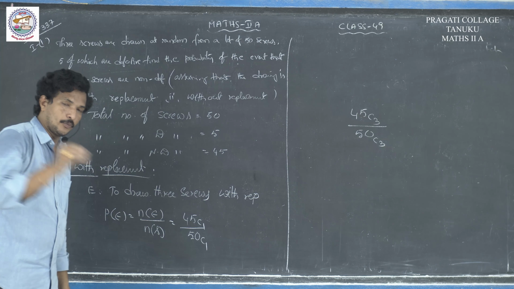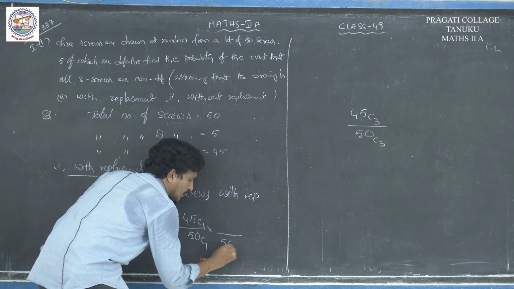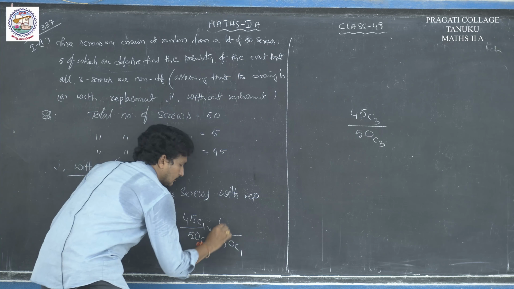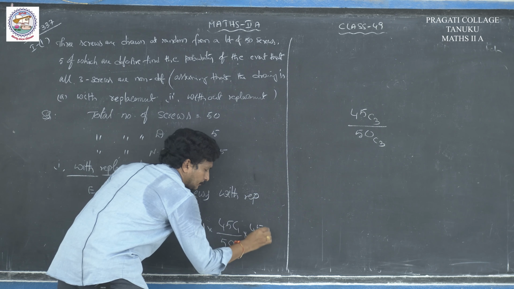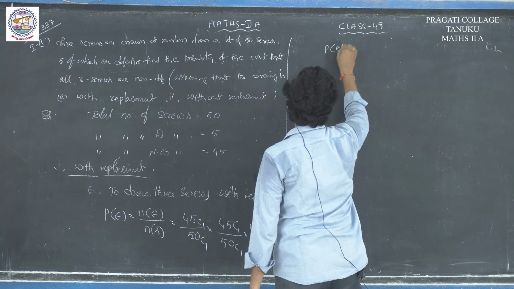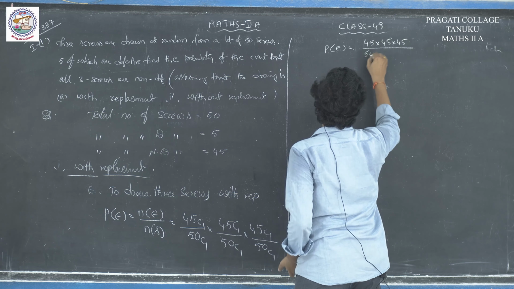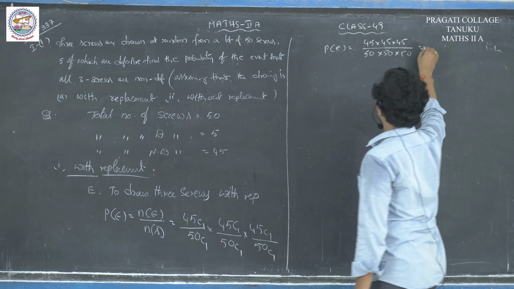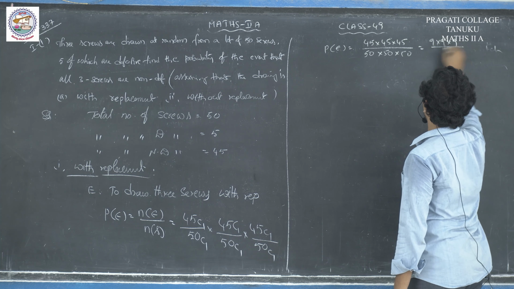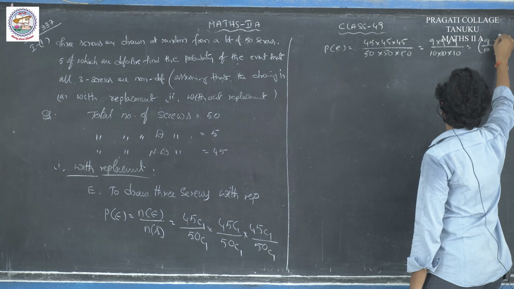Here it is with replacement. You see the screw and then put it in the bag. To draw another screw, here it is also 50C1 because you can replace the screw. We can draw the favorable one similarly. So the simplification is 45 into 45 into 45 by 50 into 50 into 50. 5 table is 9 times, here 10 times. 9 into 9 into 9 by 10 into 10 into 10. That is (9 by 10) whole cube.